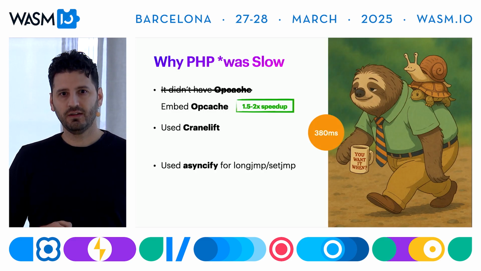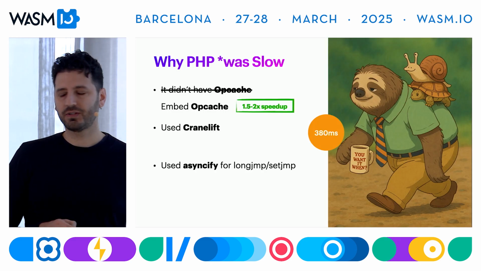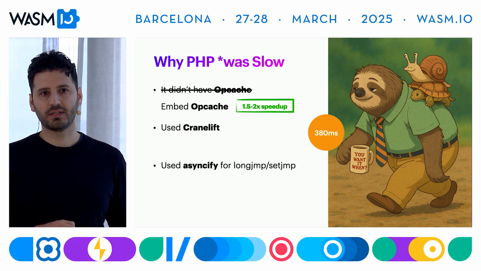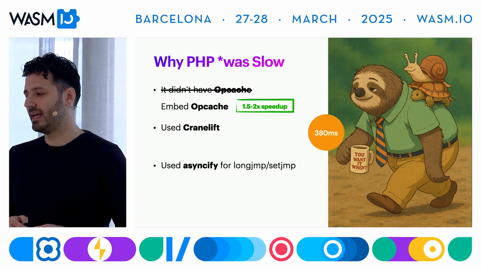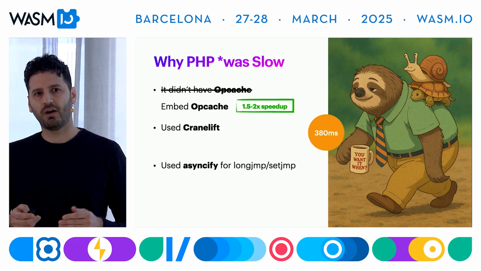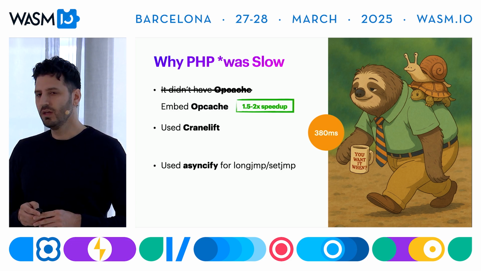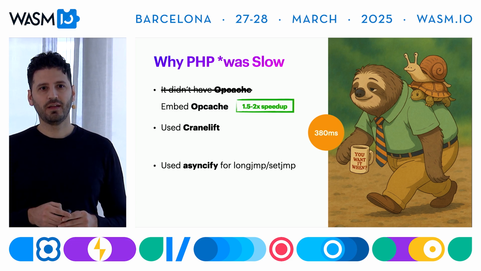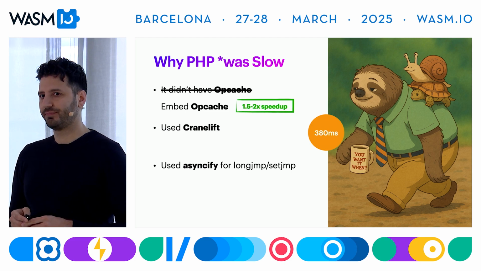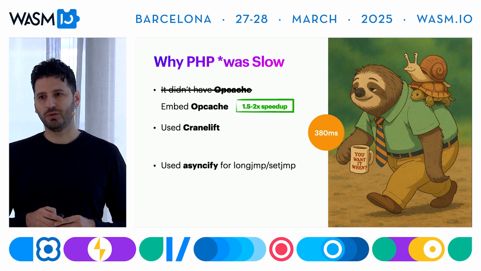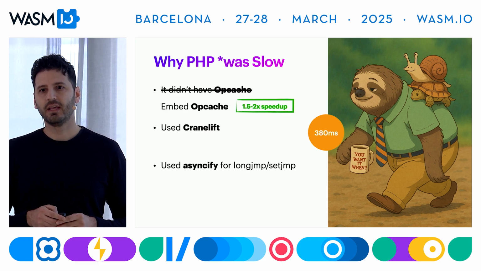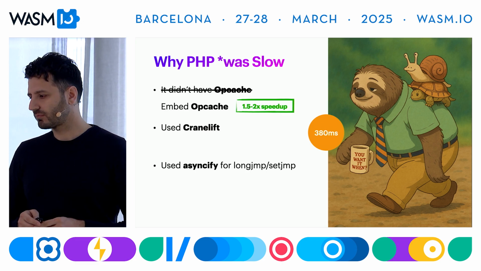So as you see, our sloth is going a little bit faster. We've gone from 600 milliseconds to around 380. So about a 1.5 to 2x speedup. So that was a nice win, but we are still far from production. We wanted to get to way faster speeds, and we were still about 7x slower than native.